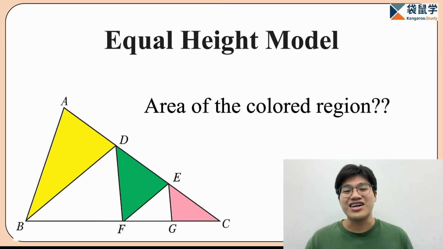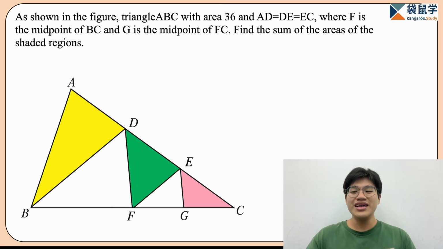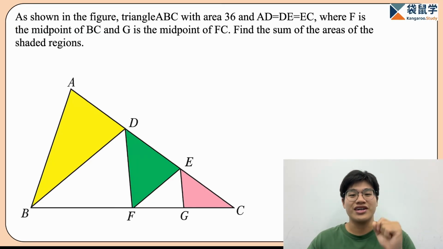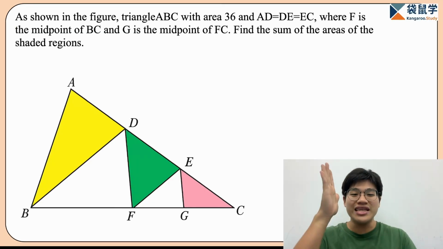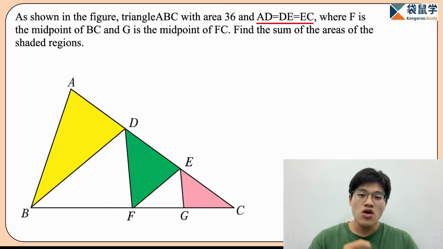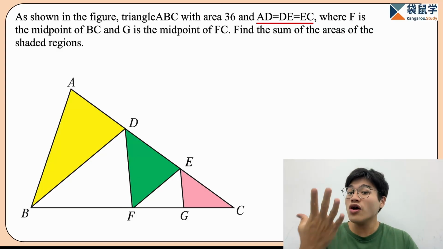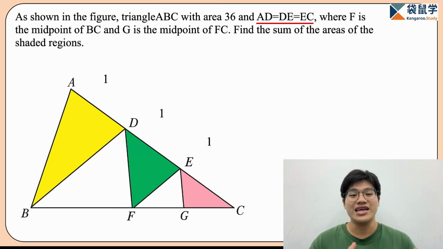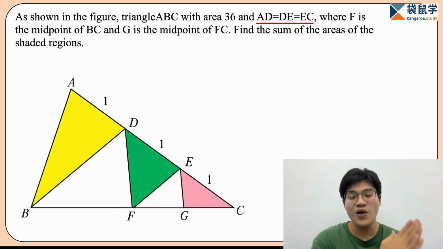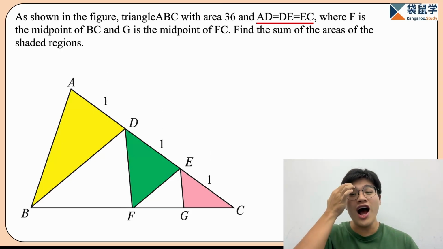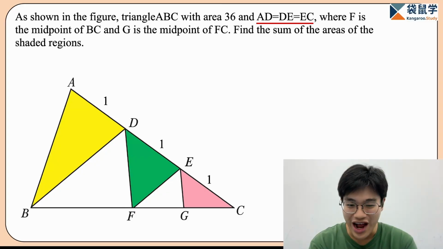Today, let's see a question about the equal height model. Here's the question. As shown in the figure, triangle ABC has area 36, and AD equals DE equals EC. With this information, we know the ratio between the three of them is 1 to 1 to 1, where F is the midpoint of BC and G is the midpoint of FC.